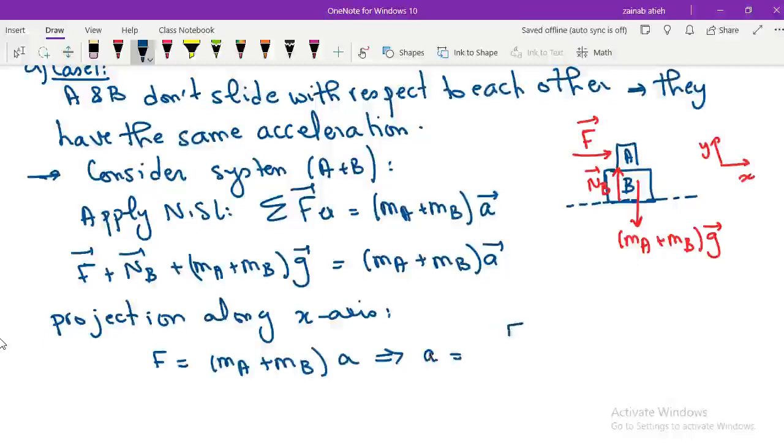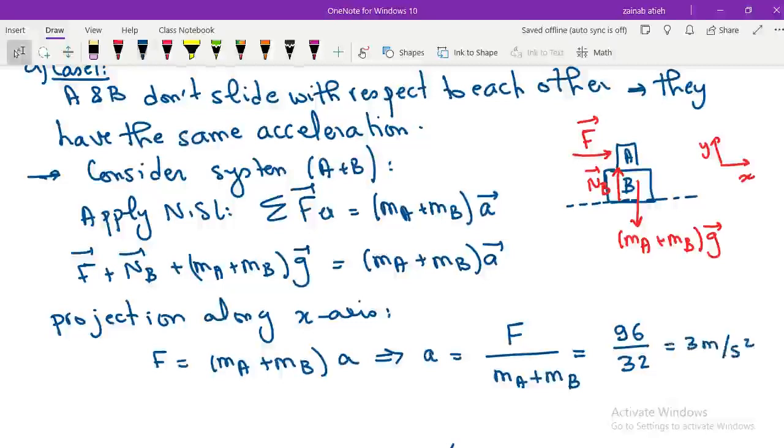A is equal to F over (MA plus MB), which is equal to 96 over 32. Because we had 12 and 20, we will get 3 meters per second squared.